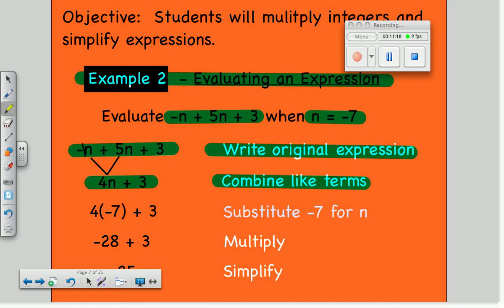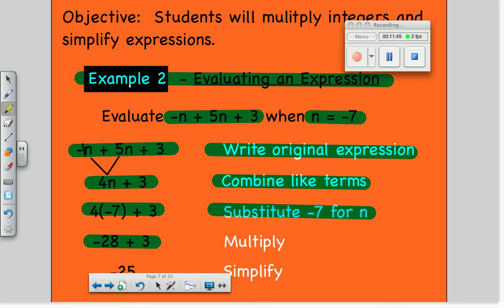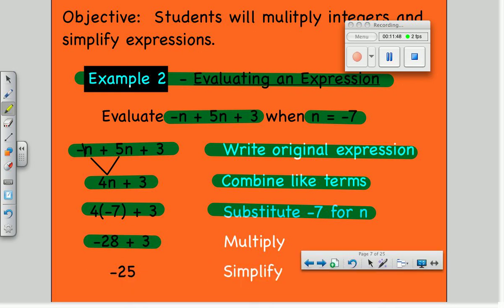So now I have to substitute n for negative 7. So I put the negative 7 where the n was, substitute negative 7 for n, and I multiply. 4 times negative 7. Now I'm multiplying, I can use the love to hate rule. So 4 times negative 7 means love to hate. That's bad, so it's negative 28. Plus 3. Negative 28 plus 3, I need to use addition rules. I have 28 negatives and 3 positives. The result is negative. What's 28 minus 3? 25. That's my answer.